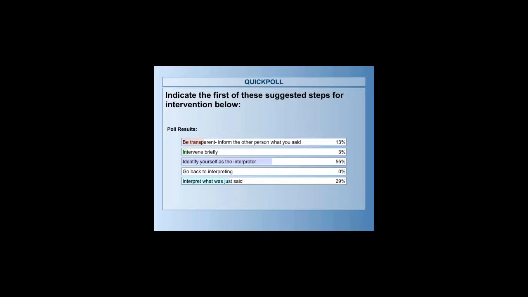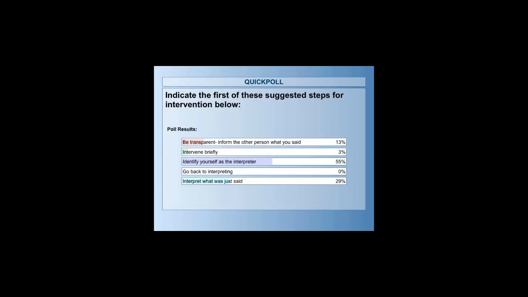So the question: indicate the first of the suggested steps for the intervention below. The options were: be transparent, inform the other person what you said, and 13% of respondents chose that one. Intervene briefly, 3%. Identify yourself as the interpreter, 55%, so that was definitely the majority. Nobody chose go back to interpreting, and 29% chose interpret what was just said. So we did have a clear majority expressing the thought that the first step should be identify yourself as the interpreter, followed by 29% with interpret what was just said, 13% be transparent, and then 3% intervene briefly.